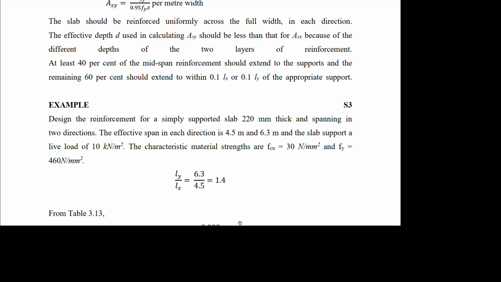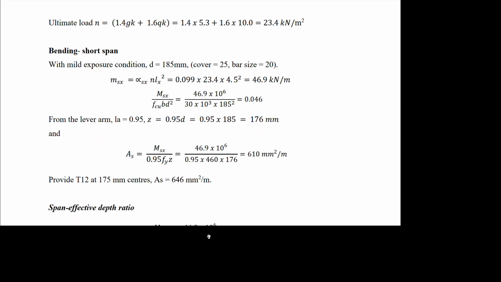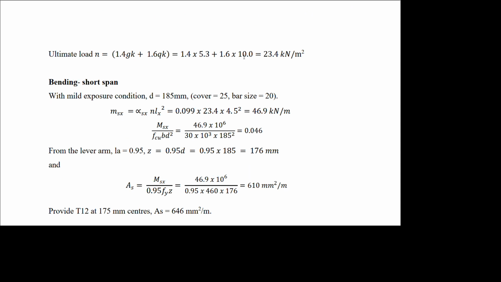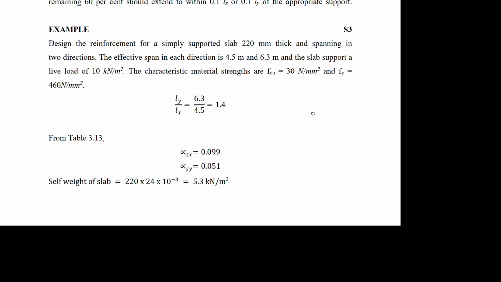Now, what I told you the other time, we calculate our LY over LS, which is 1.4. From there, once we have our alpha SX from the table the other time, you just go straight and calculate the self weight of the slab, which is equal to this depth multiplied by 24 kilonewton per meter cube, which will give us this. Now we go straight to our N, 1.4 GK plus 1.6 QK. Note that I'm using 5.3 here because we are not given any other additional dead load here.